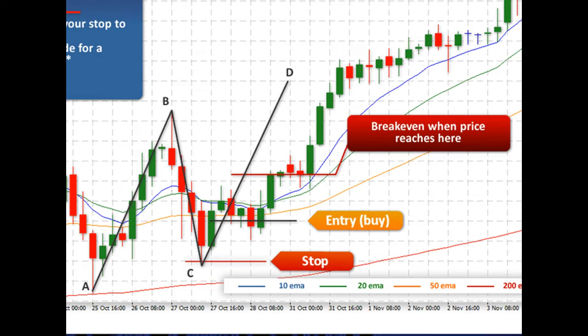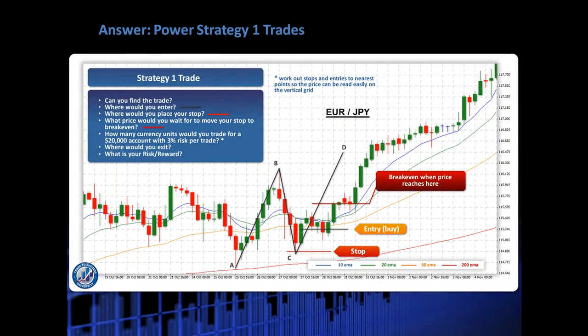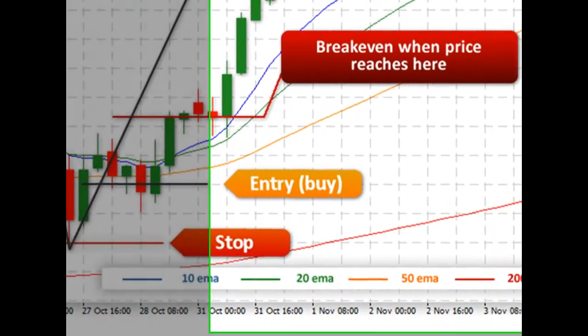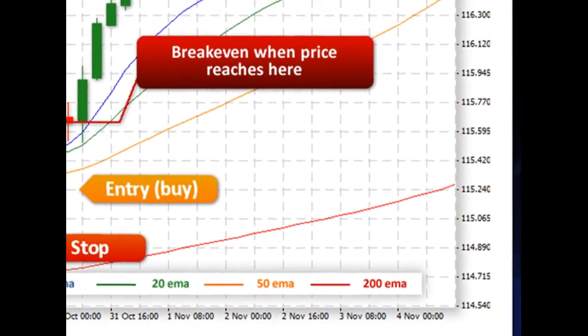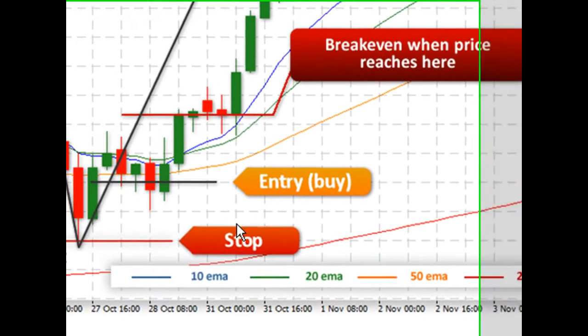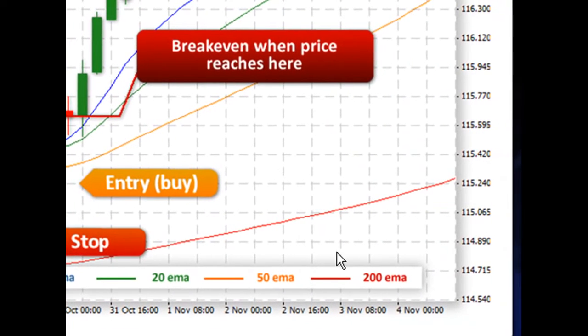So what about the currency units and how many would you be trading? We know this is a euro against JPY, a euro against Japanese yen trade. We know that the entry is at 115.24. And we know that the stop is at 114.89. It's a $20,000 account with a 3% risk. So let's use a trade size calculator now.